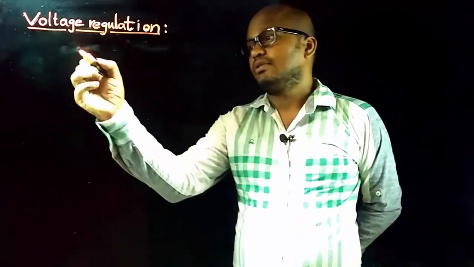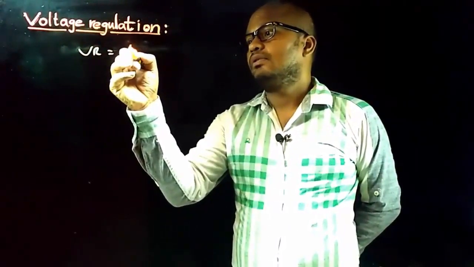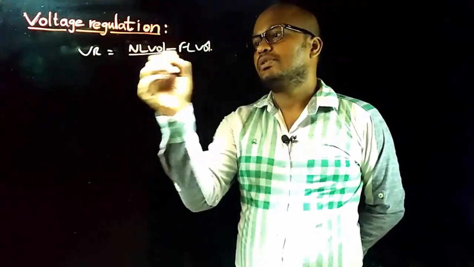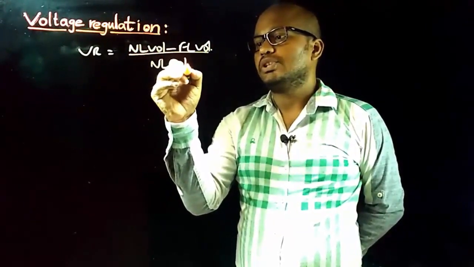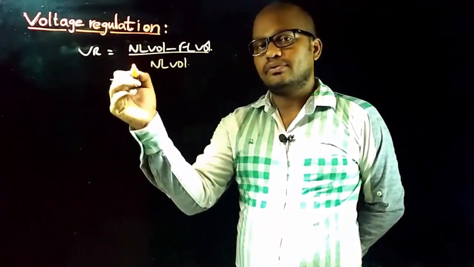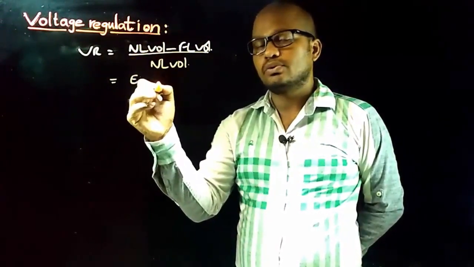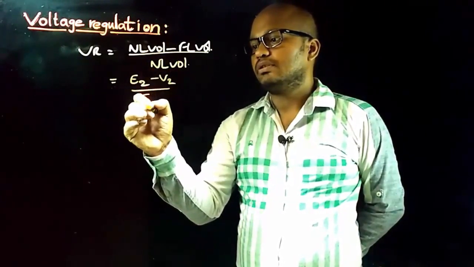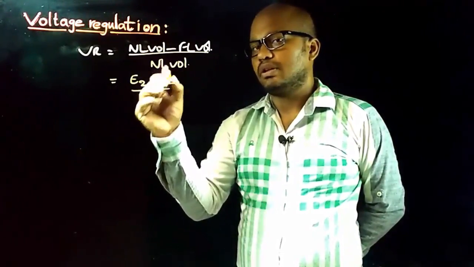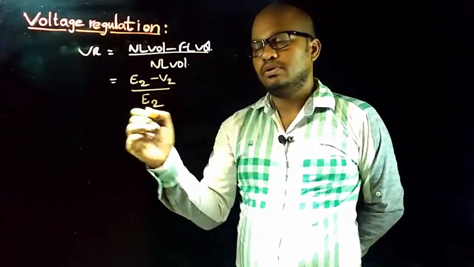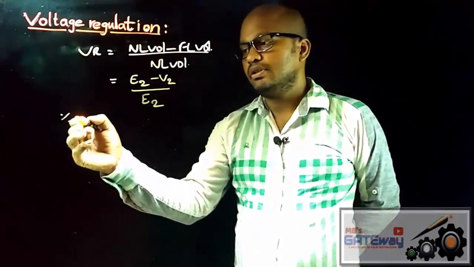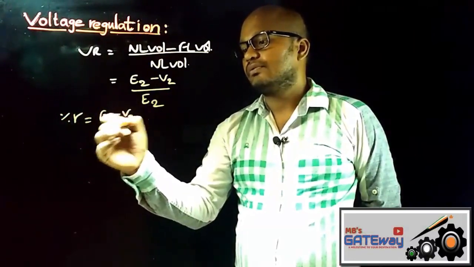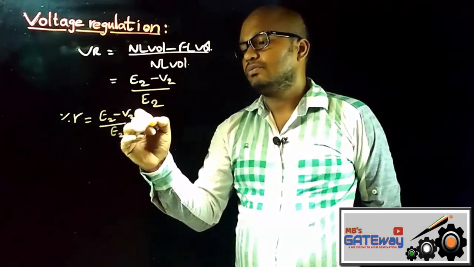Next, voltage regulation, which is defined as the ratio of no load voltage minus full load voltage to the no load voltage. In the case of a transformer, no load voltage is the induced voltage E2 and full load voltage is the terminal voltage V2, and the no load voltage is E2. So percentage voltage regulation, which is represented with R, is equal to E2 minus V2 divided by E2, into 100.